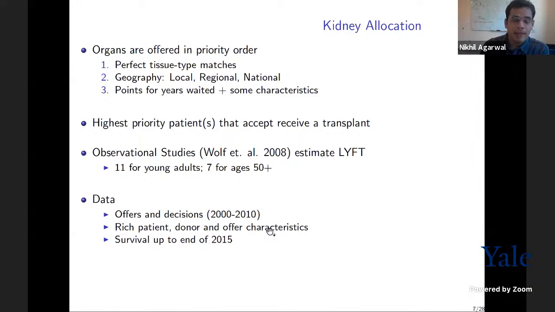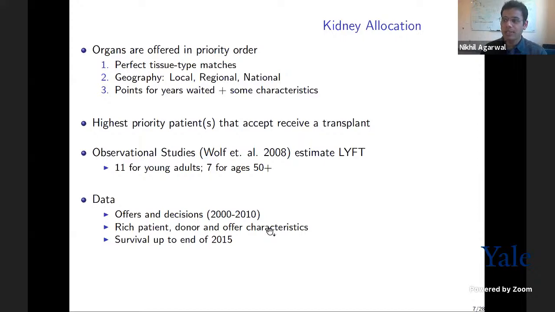If you don't have such a kidney, then over time your immune response is going to attack the kidney, and so you have to be immunosuppressed. Now, these perfect tissue type matches are quite rare. Once these patients have been offered, the allocation system proceeds geographically. First, patients in the local area are offered the kidney. Then if people in that local area say no, we move on to the regional area, say the Northeast of the United States. If everybody in the Northeast says no, then we go to the national region. And if everybody says no there, then the kidney gets discarded.